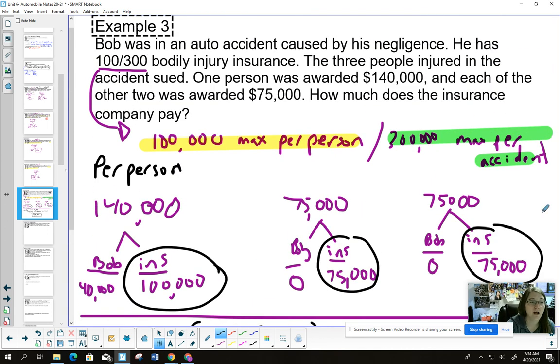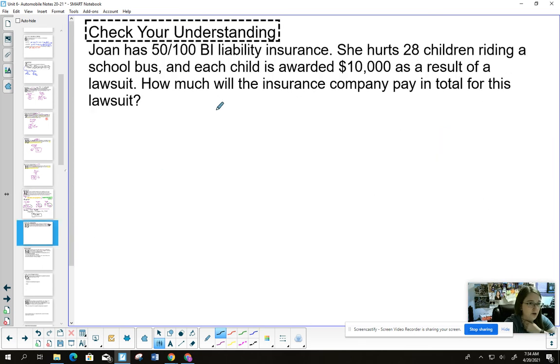So we're going to try one more. Again, we need to look at the per person first and then the total for the accident. That can change our answer. So I want you to write out what this means to start with, and then we'll come back to the question. 50, 100, what does the 50 tell us? What does the 100 tell us? Just to make sure we remember.